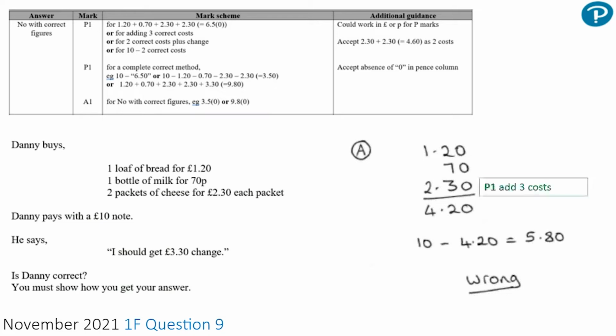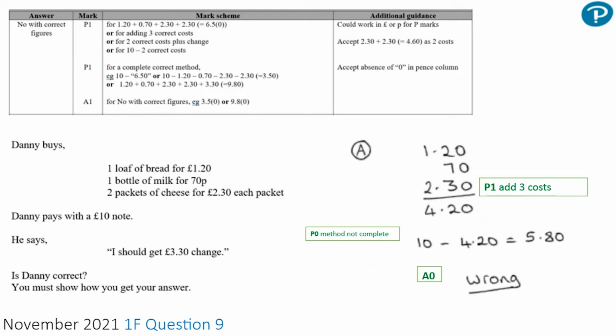So P1, because they've added all three costs. P0, because the second one is not a complete method, because they only added three costs, not four costs. And then their answer is wrong, so the evidence that was provided is incorrect.